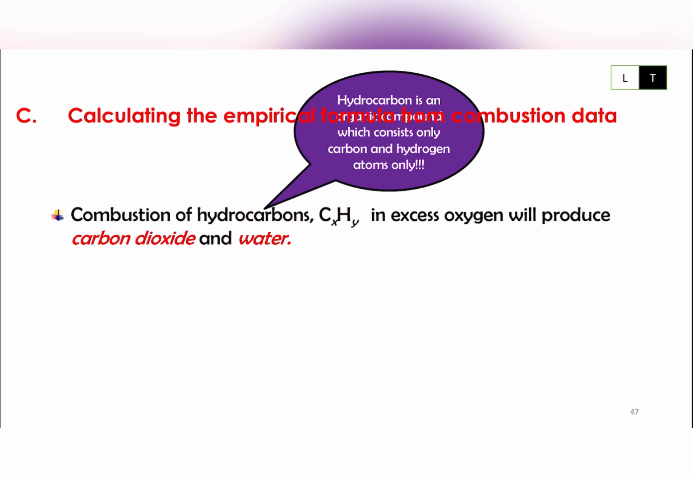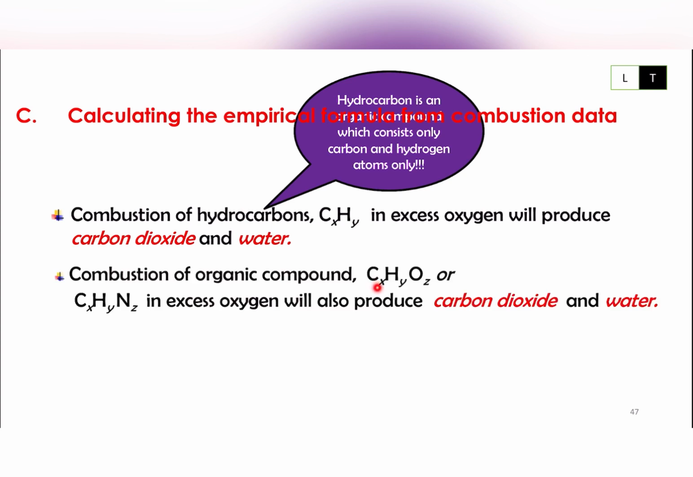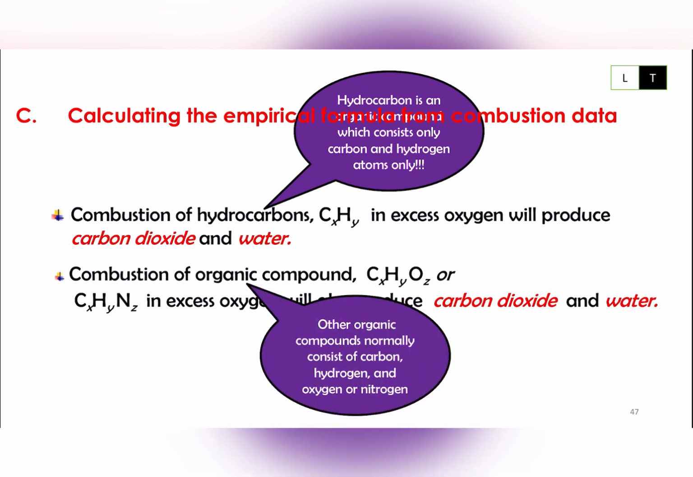Next one, we have combustion of organic compounds. Usually for an organic compound, it can be CHO or CHN. It depends on the question. Of course, we are going to use excess oxygen to produce carbon dioxide and water as well. And this is an organic compound that normally consists of carbon, hydrogen, and oxygen or nitrogen. So the difference is only the last element, whether it is oxygen or nitrogen.